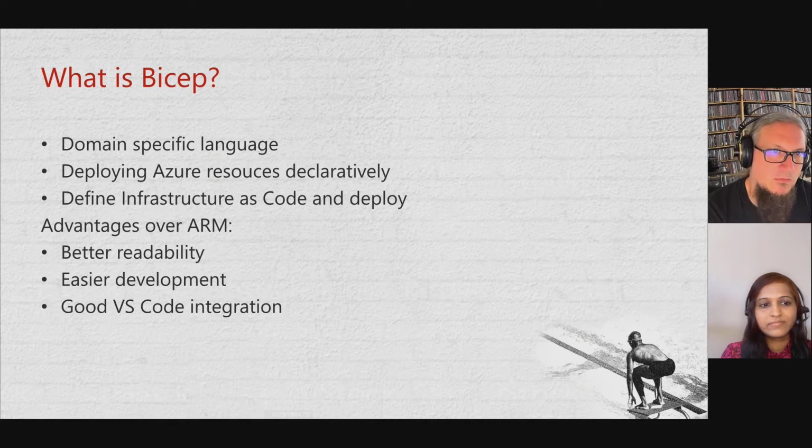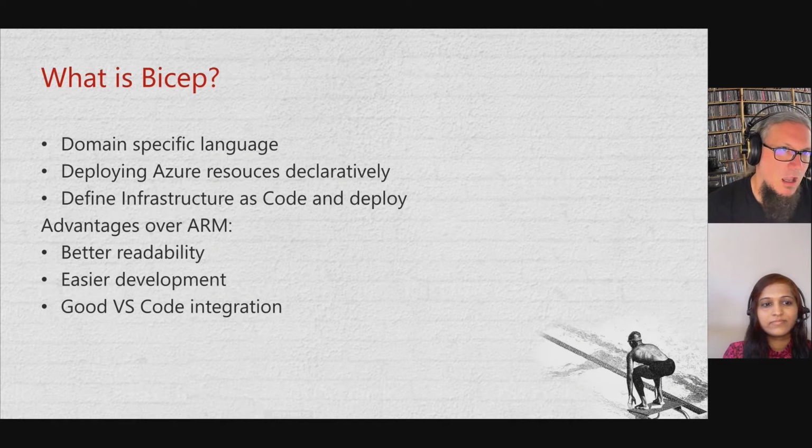And Bicep has some advantages over ARM. The main advantage being that ARM is very verbose and Bicep is much more readable. You'll see some of that when we go through some code later on. That means that Bicep is much easier to develop than ARM because it's easier to read and easier to write. And what's really nice, Bicep has really good Visual Studio Code integration. There's a good plugin for Bicep in Visual Studio Code that you will also see in action later in this session.